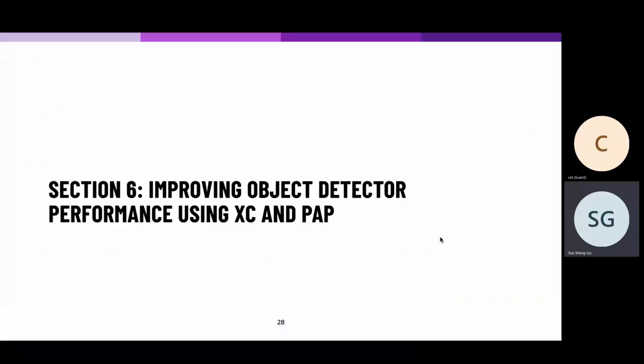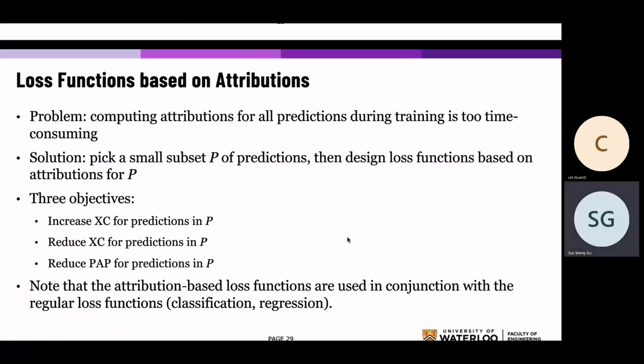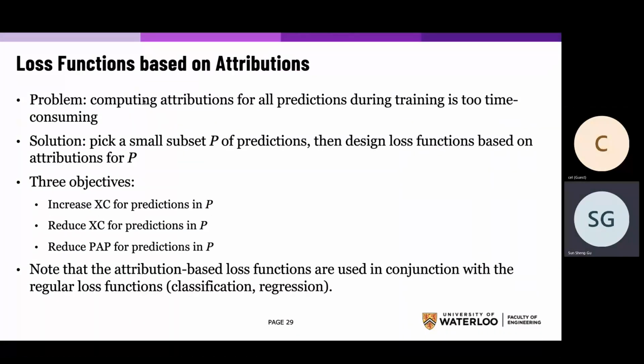Okay, now we are going to talk about improving object detector performance using XC and PAP. So when designing loss functions based on attributions, there's one big problem. Computing attributions for all predictions during training is just way too time-consuming to be realistic. So we would pick a small subset of predictions, we call it P, and then we design loss functions based on the attributions for the predictions in P.